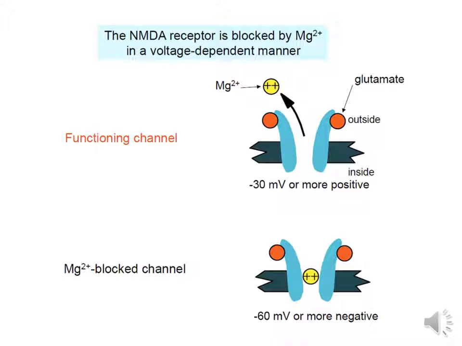Here there's a little bit more detail about how this removal of the magnesium happens in a voltage-dependent manner. When the membrane potential is about minus 60 millivolts or more negative, even if there is neurotransmitter binding, the channel stays blocked. It is maintained in a blocked state by the magnesium. The membrane potential needs to reach at least minus 30 millivolts or a more positive potential to allow the magnesium to leave the receptor to fully open the channel.